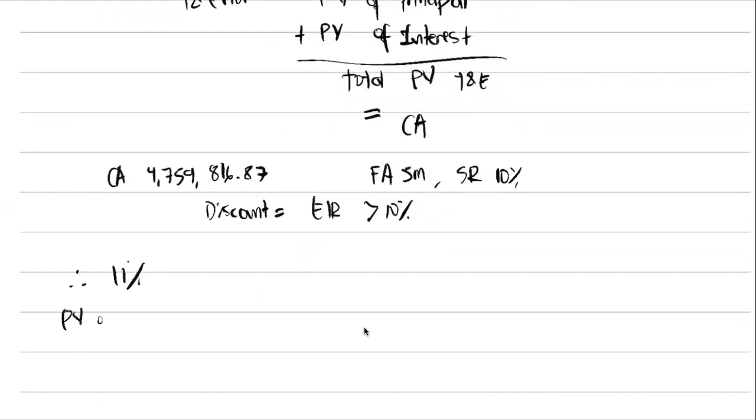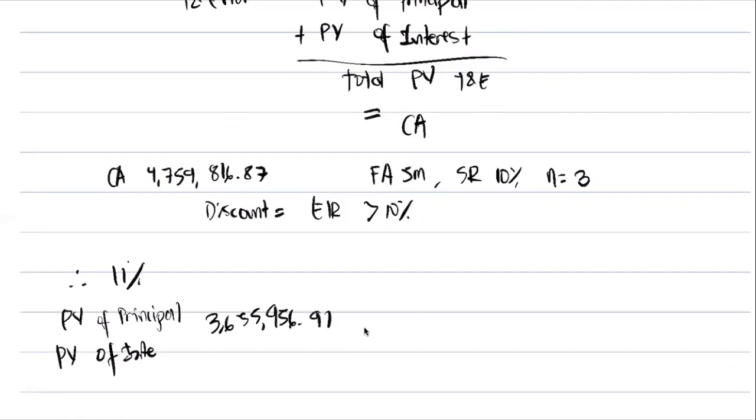So we compute for the PV of principal and PV of interest. Okay, so to compute for our PV, we need a period. So let's say our period is 3. So we try 11%. We'll just compute for the PV of principal first. So we will get here 3,655,956.91.